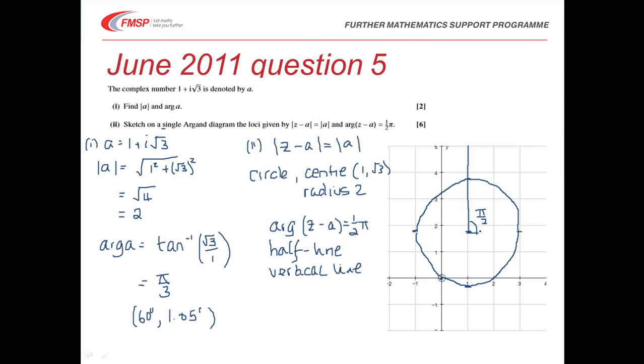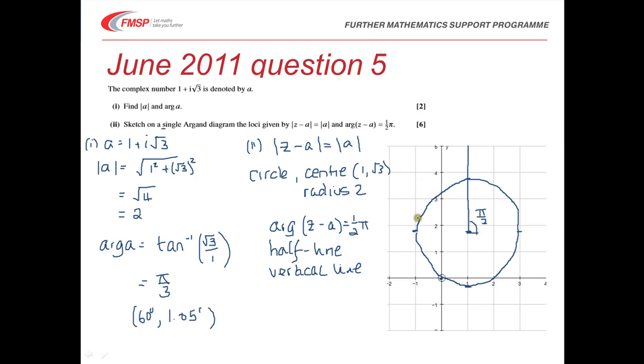So 6 marks in total for part 2. You got 1 mark for any circle, 1 mark for showing that it had a centre of 1, root 3, and then the final mark was showing that it did go through the origin and it crossed the vertical axis at another point too, so the correct circle.